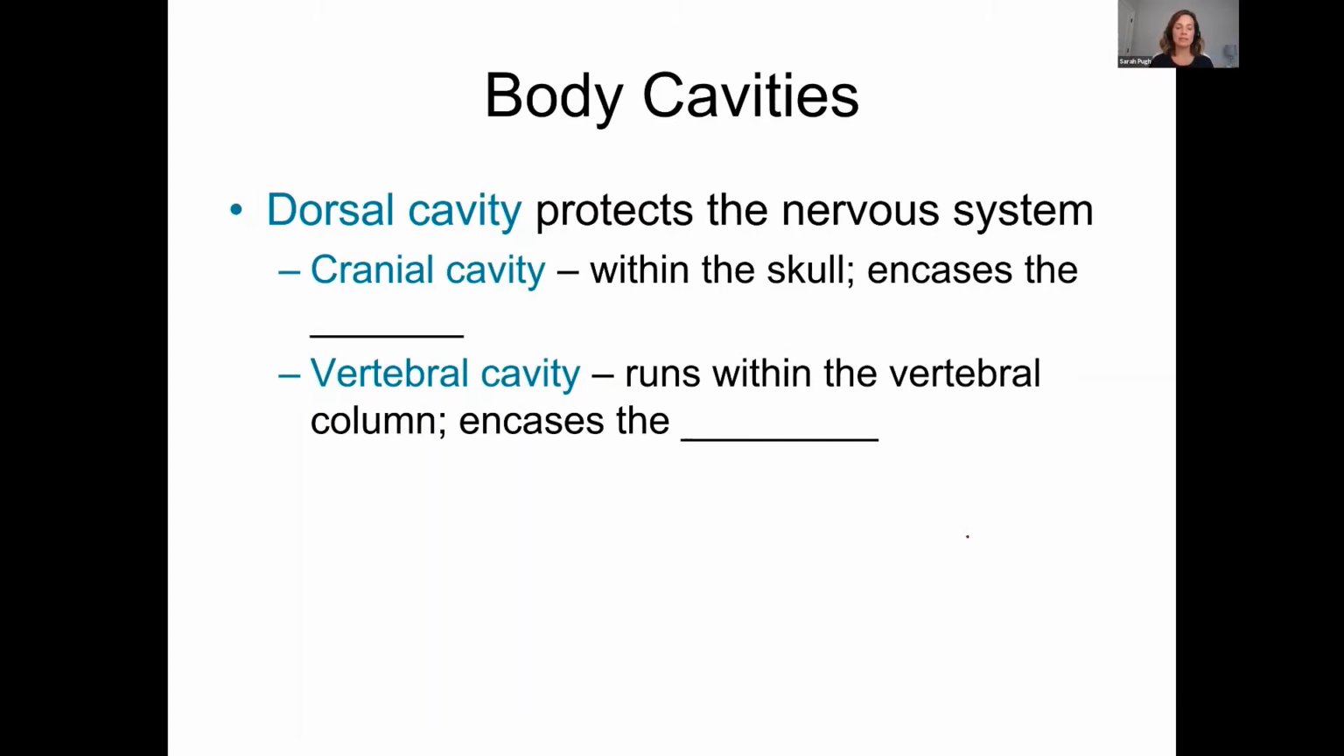The brain and the spinal cord are housed in the dorsal cavity, but surrounding the dorsal cavity, you have cranial bones, you have your skull bones, you also have vertebrae. So it's incredibly protective because there's bone surrounding these soft nervous tissue. So the cranial cavity is going to encase the brain, and the vertebral cavity is going to house the spinal cord.